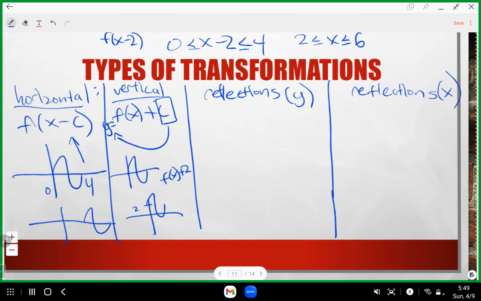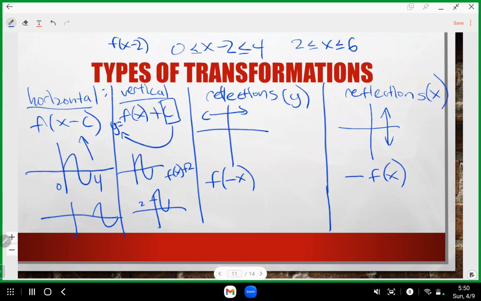Now, left and right deals with the domain. So reflecting over the y-axis is going to be a domain change, f of negative x. Reflection up and down across the x-axis is going to be a range change, meaning it is going to be negative f of x. It's on the outside. All range changes are on the outside, while the domain changes are inside the parentheses. So those are the reflections.